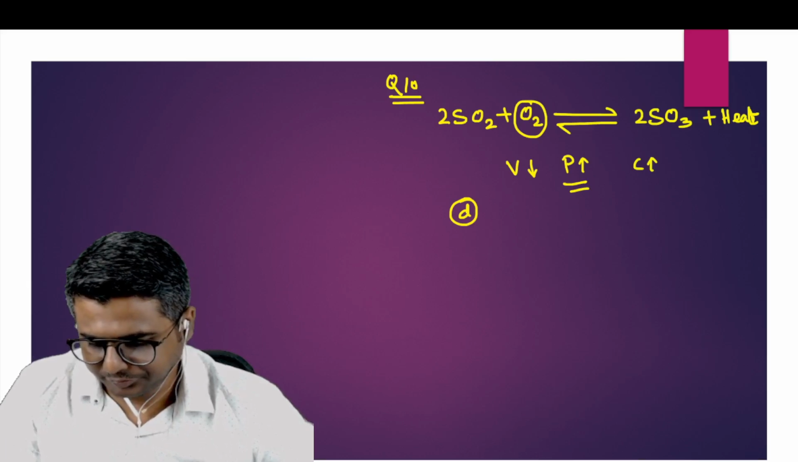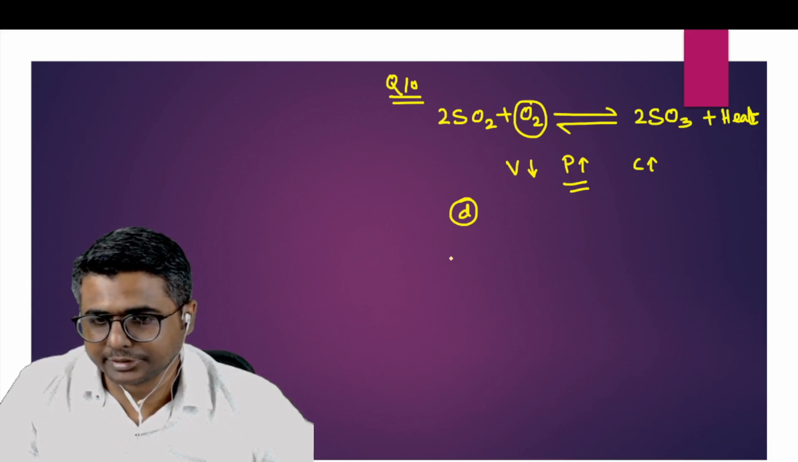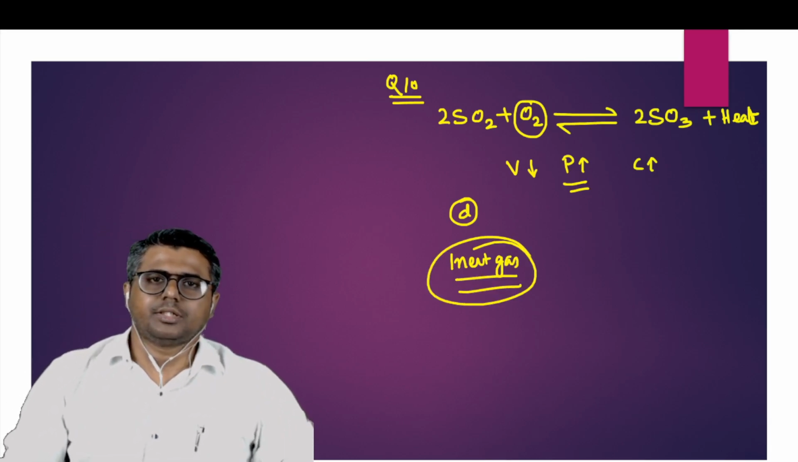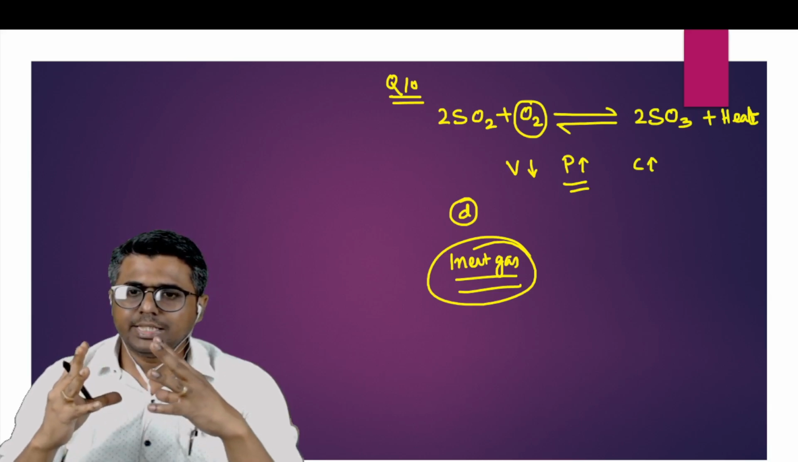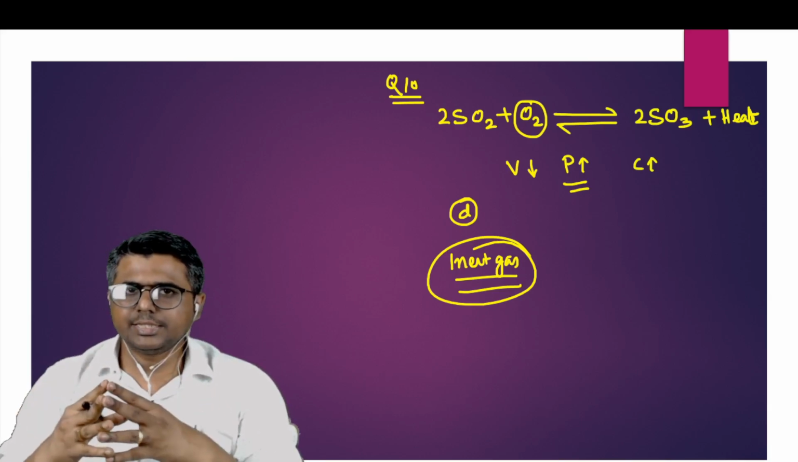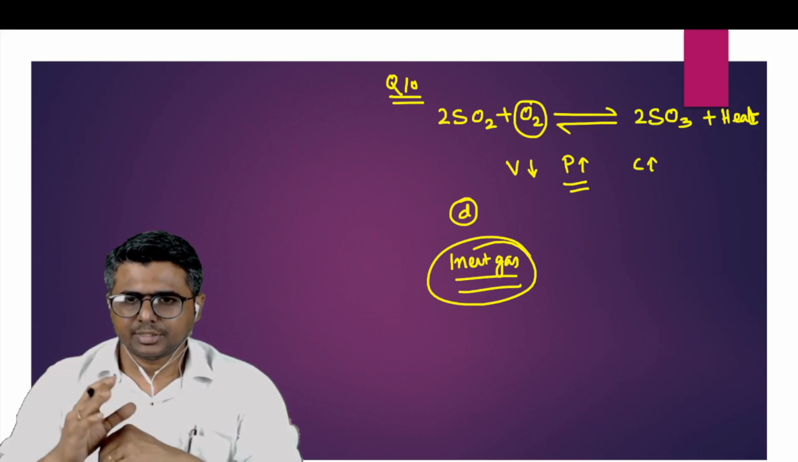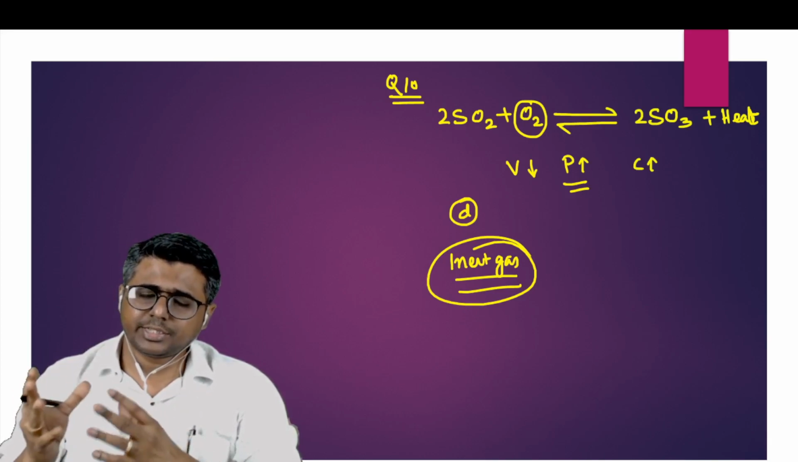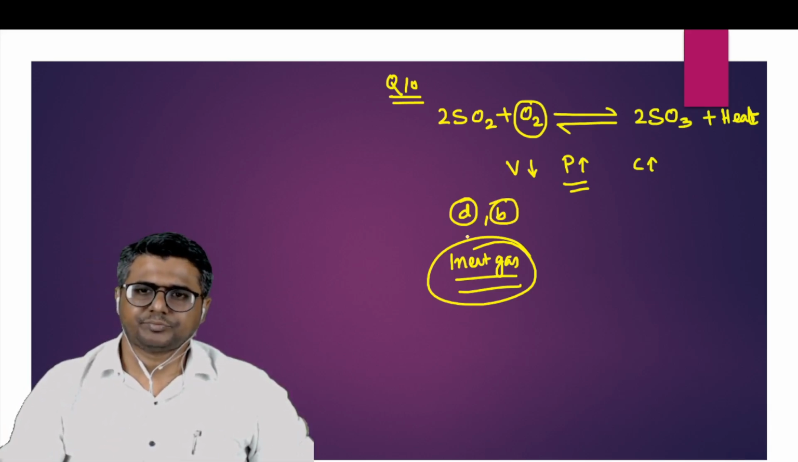Temperature increase will not work. Next, inert gas is added to the mixture. Inert gas addition. Yes, if you add inert gas into the mixture, then what happens? The partial pressures get increased. So as you increase the pressure in this system, there is a chance that the conversion will increase, because this reaction happens better with the increase in pressure in case of the forward process. So yes, option B can also be correct.